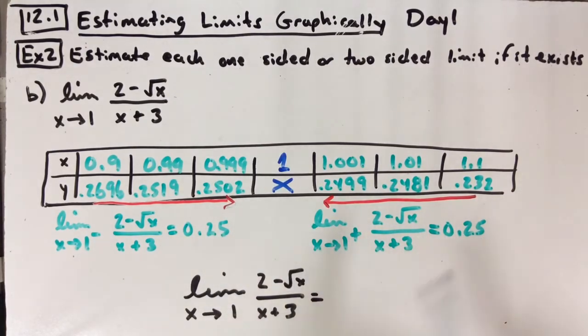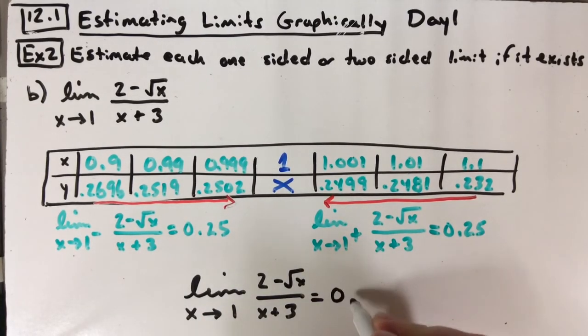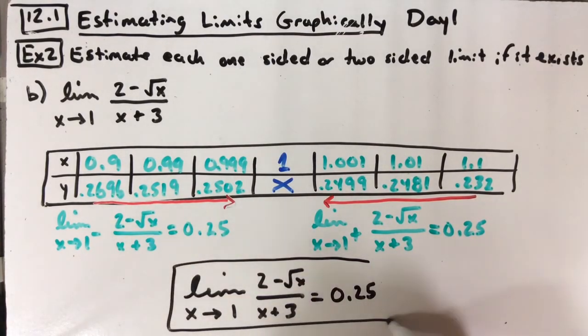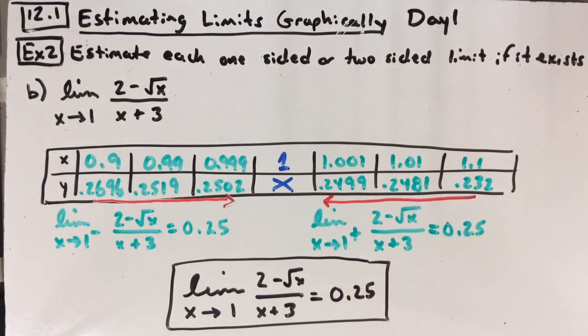If these numbers are exactly the same, or if they're very close to each other, again, these are estimates, so they could be off a little bit, then the overall limit exists, and it would be equal to those numbers. So the final answer would be that the two-sided limit exists, and it is approximately equal to 0.25.